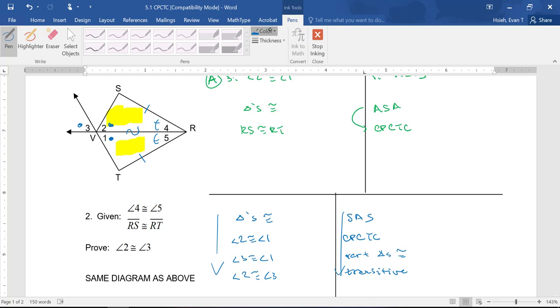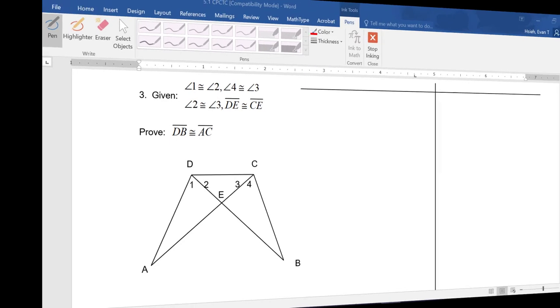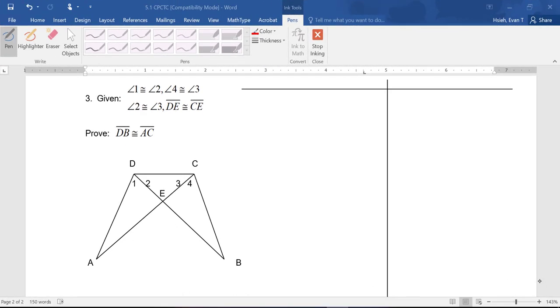The point I want to bring up here is that CPCTC in this case is not the last step. There's a couple more steps after the CPCTC. Sometimes you have to use the CPCTC information to prove something else. Okay, let's move on to the next page. Okay, we're moving on to the second page here.